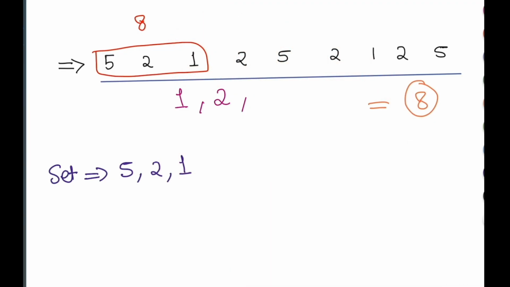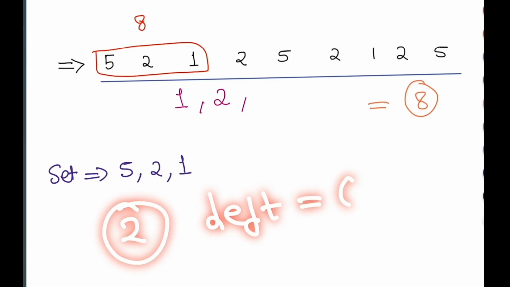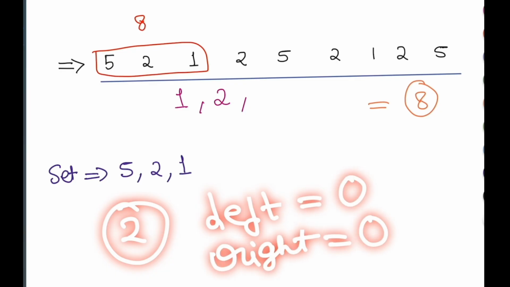But as of now, my subarray was starting from index 0 up to index 2. Now my subarray will start from index number 2, and let us see till what point. So we will create two pointers. There will be a pointer left which will be 0, then a pointer right which will be 0. Then we say, okay, my left pointer is 0, right pointer is 0, it means our subarray is 5. Let me put this 5 in the set, then increase the right pointer.